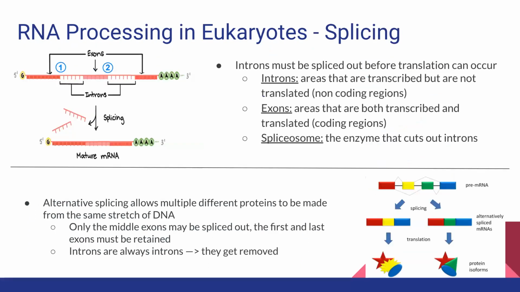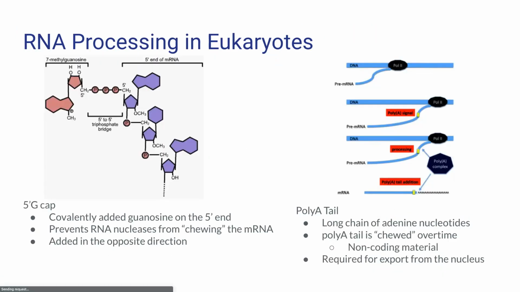Do nucleases chew in both directions, like 5 to 3 and 3 to 5? Yes, these specifically would be exonucleases, which chew at the end. There are also endonucleases that chew in the middle, but this is specifically protection from exonucleases. And this would be during transcription? RNA processing takes place after transcription. So this would be a post-transcriptional modification? Yeah, exactly. Any other questions on this?